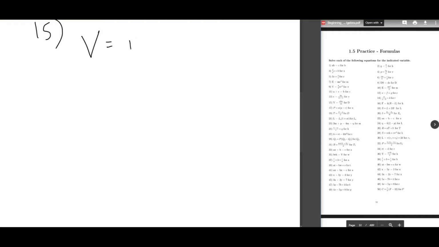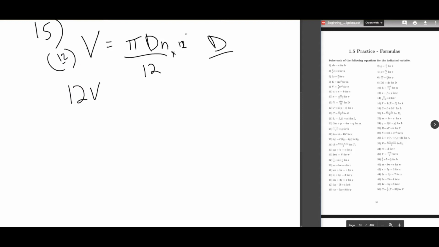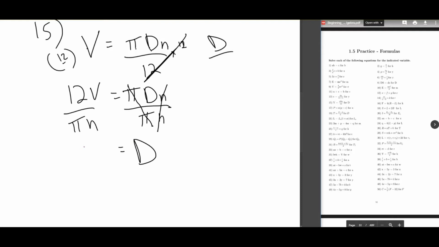V equals pi, capital D, small n, over 12. So they're saying here, pi times D times n over 12 equals V. And we have to solve for big D. So let's multiply both sides by 12. 12 times 12V, and here this crosses out. I'm left with pi D n. Now I want to solve for D, so I'm going to divide both sides by pi n. So this cancels out, and I'm left with D equals 12V over pi n.